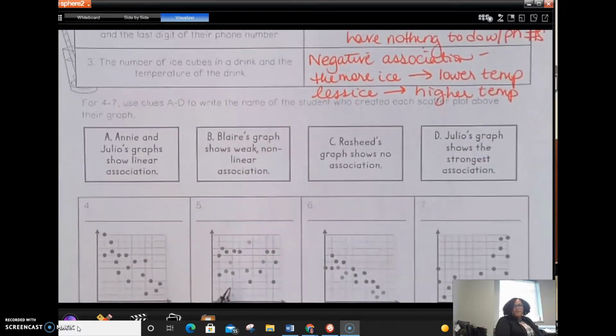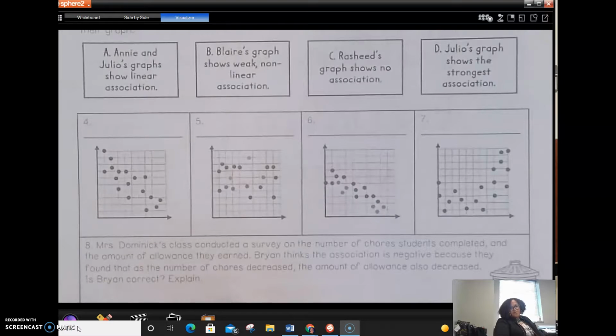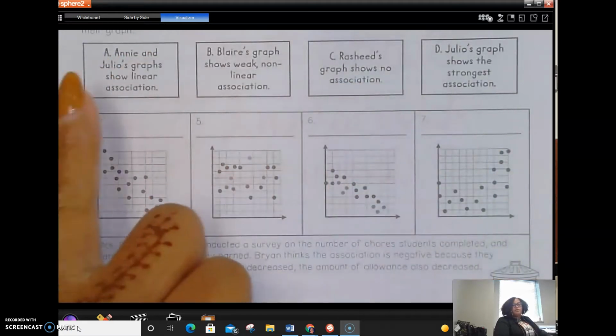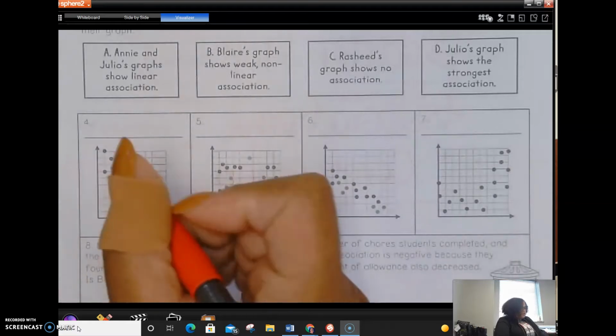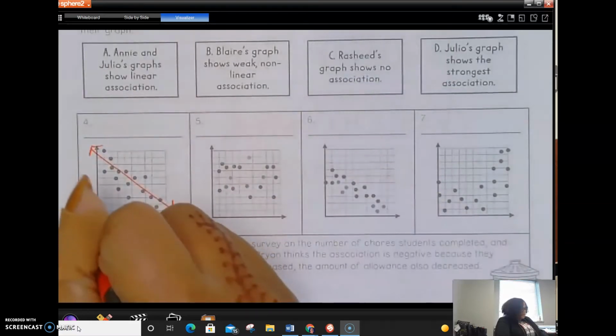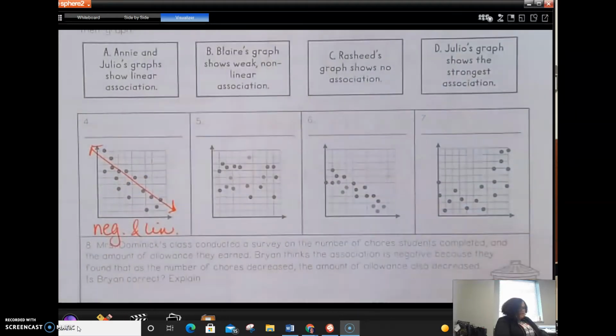All right, so 4 through 7, we're using clues A through D to write the name of the student who created each scatter plot above. So I'm going to look at 4 through 7 scatter plots real quick and get a general gist of what I should be looking for when I'm choosing the proper answer, so that these answers can be guided by what I know, as opposed to my answers guiding me to answer the question. All right, so this is going downward, and it's got a linear association, so this is negative and linear. Okay, I'm going to put neg, lin.